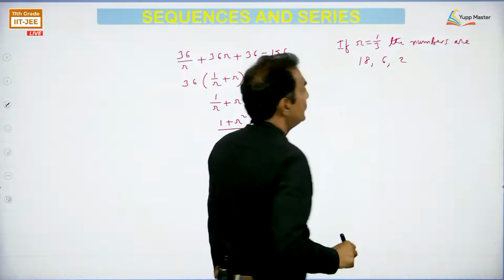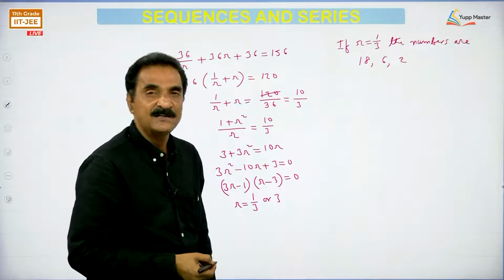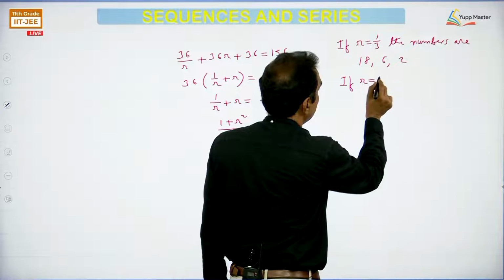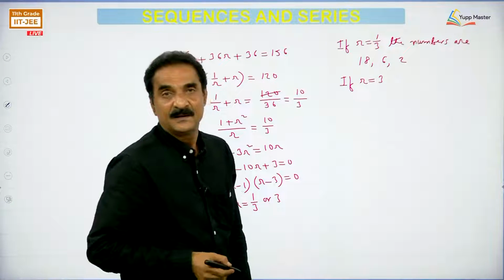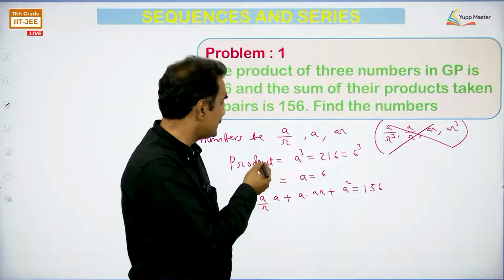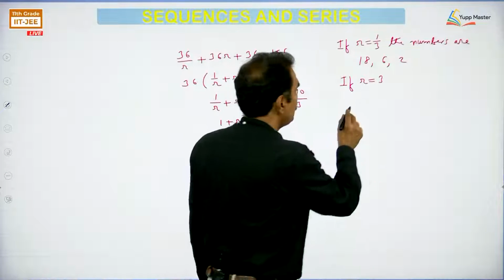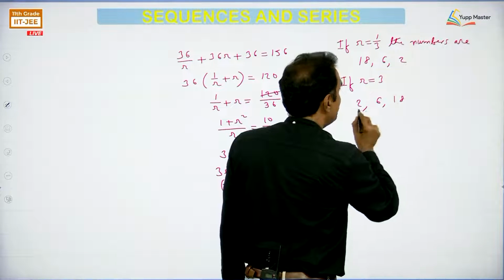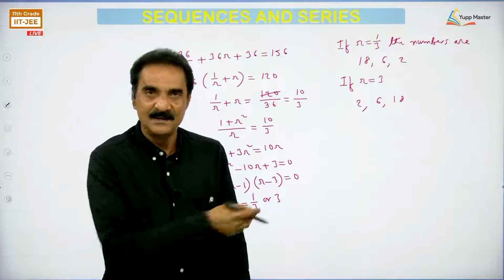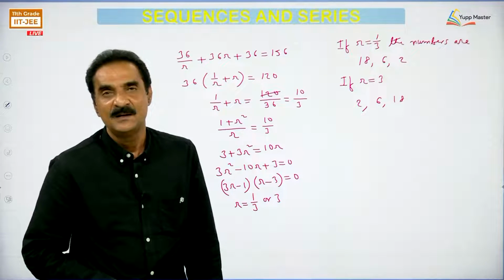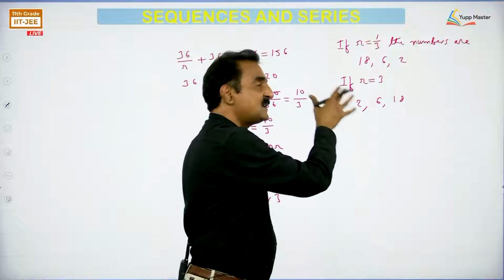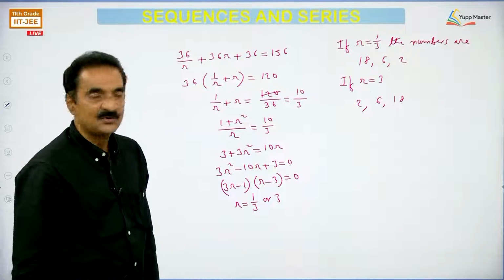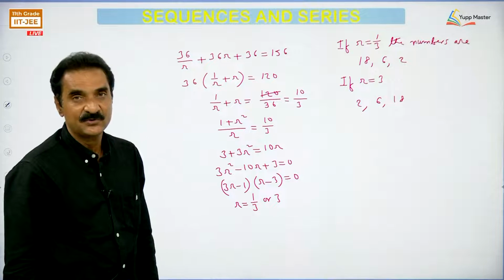Now, the second case, if r is equal to 3, then first a by r means 6 by 3, that is 2, a is 6, ar will be 18. We are getting the same numbers, but in the reverse order, but we have to consider this and this as two separate GPs, alright. So this is the first question. Now we are going to solve the second question, alright.